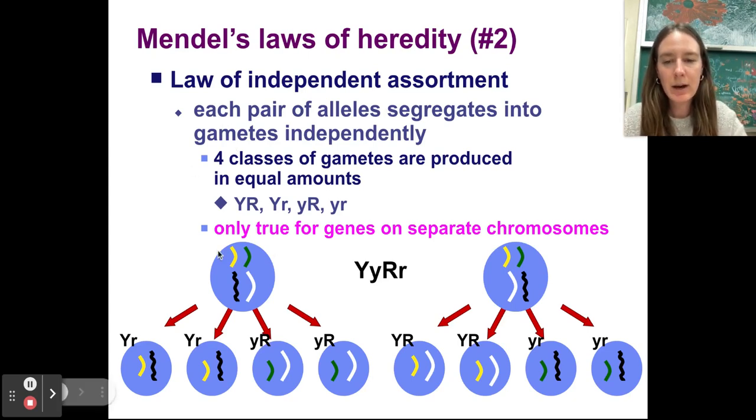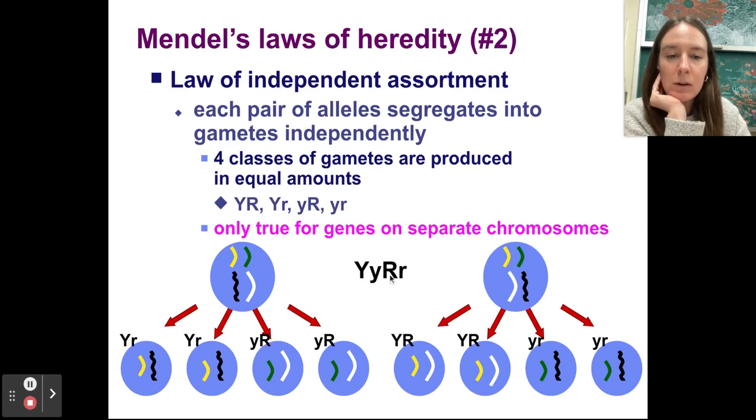Notice here we have a diploid cell. This comes from a pea plant, and let's look at its genotype. Its genotype for the pea color is going to be dominant and recessive, heterozygous. So we're going to see yellow, right? Because yellow is dominant to green. For the pea seed shape, we're going to see heterozygous. So it's going to be round because we have one dominant round allele.